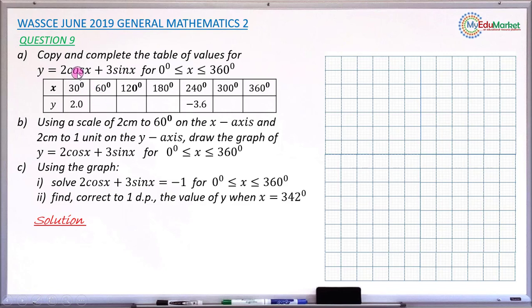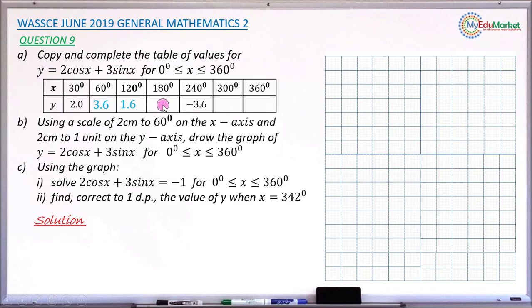So if you find cos 60 multiplied by 2 and sin 60 multiplied by 3, and add the two results, what you now have will be 3.6 rounded to one decimal place. To find y when x is 120, find cos 120 multiplied by 2, find sin 120 multiplied by 3, then add the two results. What you are going to have is 1.6.